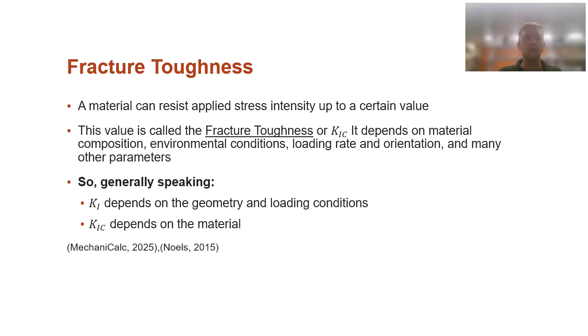And this depends on different things: material composition, the conditions that you're in, loading rate, orientation, but essentially it depends on the structure and the material. So K1, our stress intensity, will depend on the geometry, the crack size, stress, loading conditions, things like that, whereas fracture toughness is more dependent on the material itself. It will depend on loading rate and orientation and some things like that we have seen in studies, but just to put it in simple terms, it depends on the material.